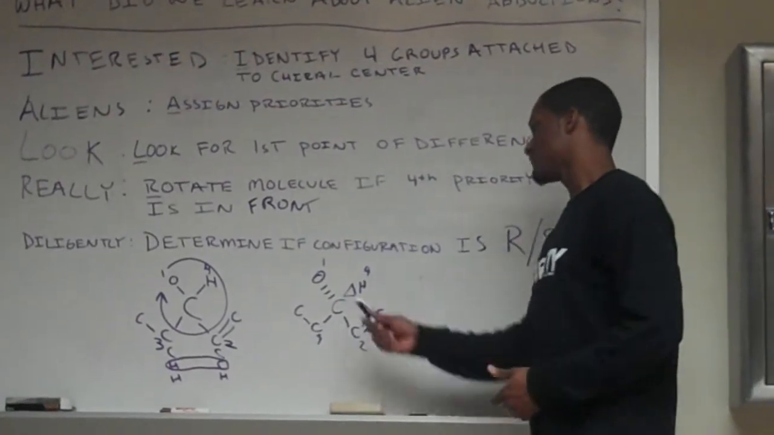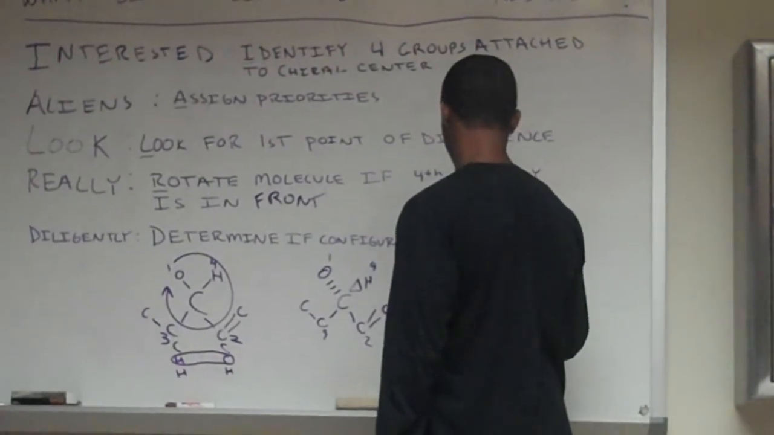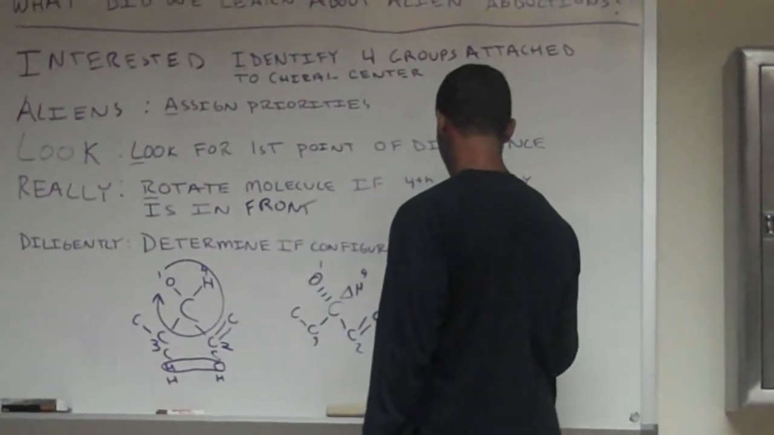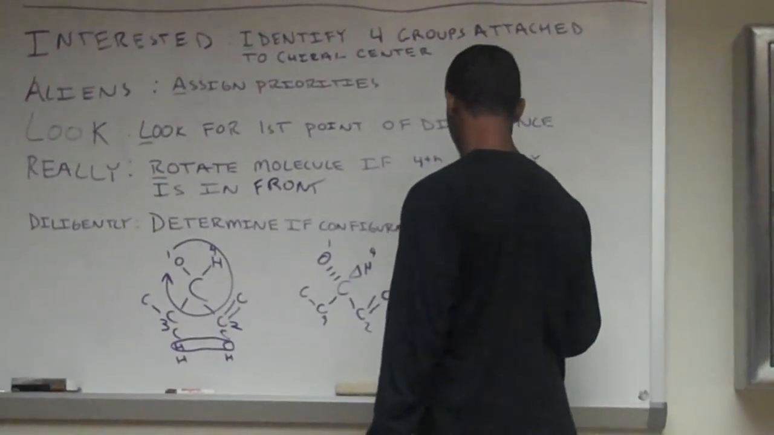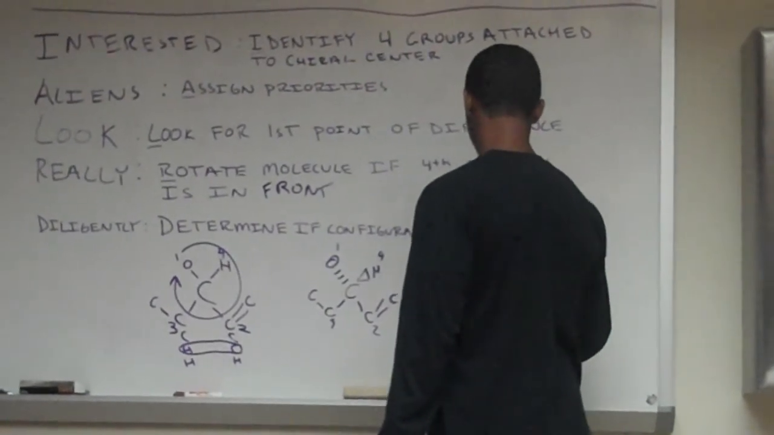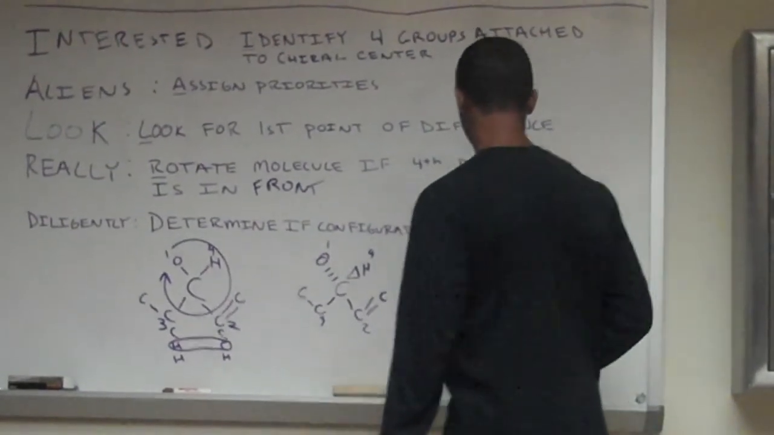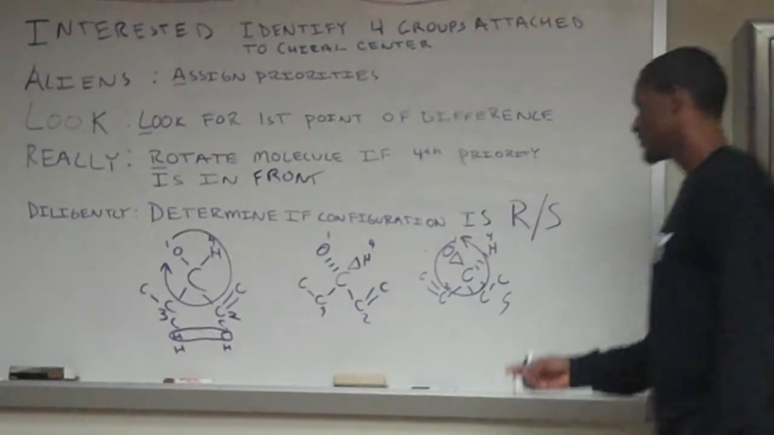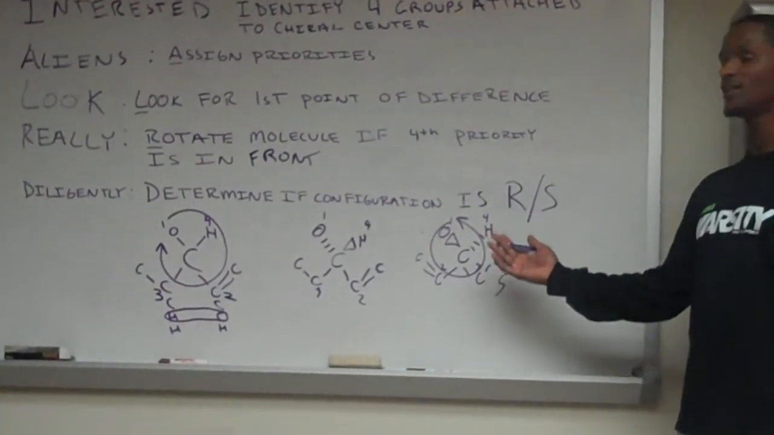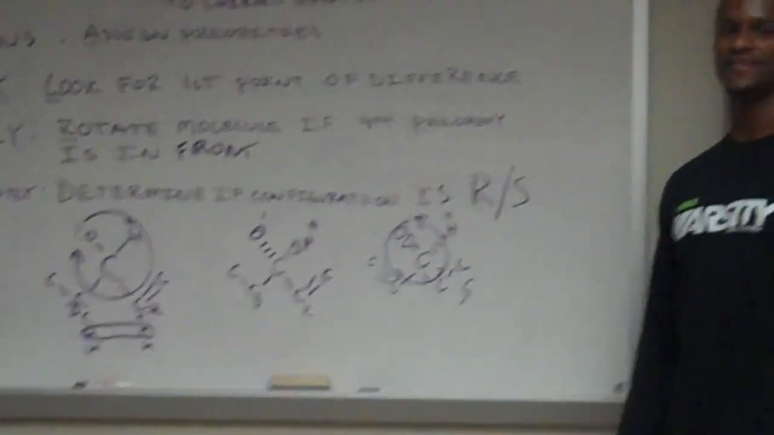So instead of an R configuration, we will get this. We will get this, an S configuration, because we must flip the molecule in order for the H to be in the back. Okay? And that concludes how to find R and S configuration.